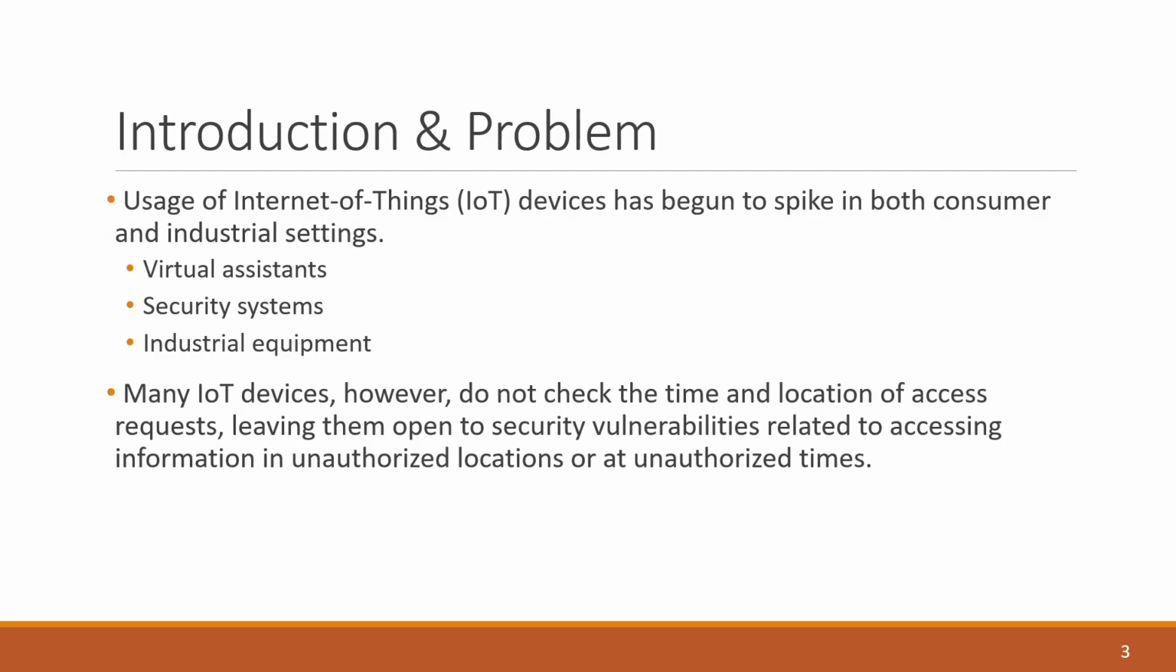So just as an introduction, we've seen a great big uptick in the usage of Internet of Things devices, IoT devices, in both consumer and industrial settings. So we're seeing all sorts of virtual assistant security systems, industrial equipment, all these things that are using the internet to try and supplement their computational capacity. Many of these devices, however, don't check the time and location of access requests, leaving them open to security vulnerabilities related to accessing information in unauthorized locations or at unauthorized times.